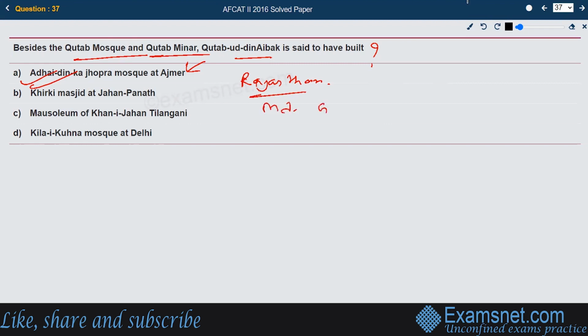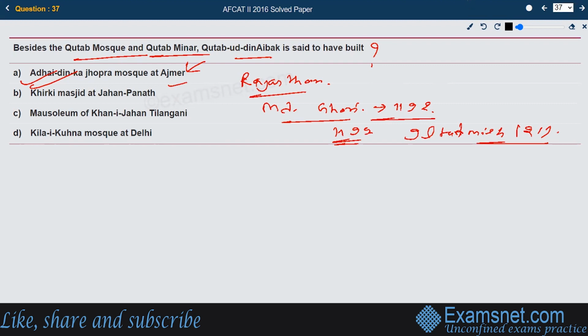Muhammad Ghori was the person who ordered this mosque to be made. It was confirmed in 1192 that this mosque is to be made, and then in 1199 CE it was completed, and further beautified by another emperor, Iltutmish, in the year 1213. So this is the right answer, Adhai Din Ka Jhopda Mosque at Ajmer.